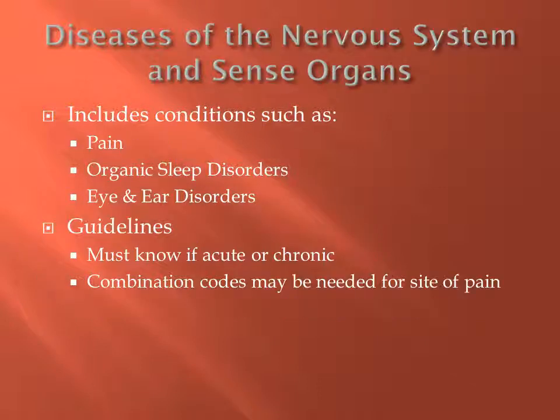Diseases of the nervous system and sense organs. This includes conditions such as pain, organic sleep disorder, ear and eye disorders. And in this section, guidelines only apply to pain. You must know if it is chronic or acute pain. And there are also combination codes that may be needed for the site of pain.